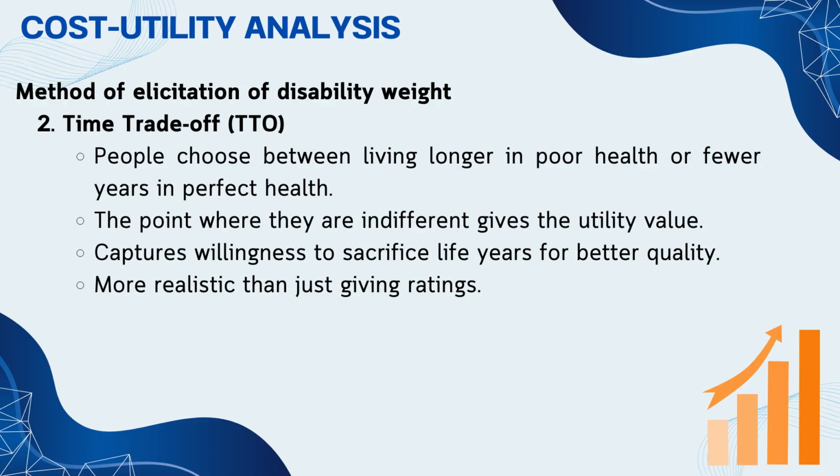The next method is time trade-off. The time trade-off method asks people to choose between living longer in poor health or living fewer years in perfect health. The point where they feel both options are equally good gives the utility value. This method shows how much people are willing to give up in life years for a better quality of life.